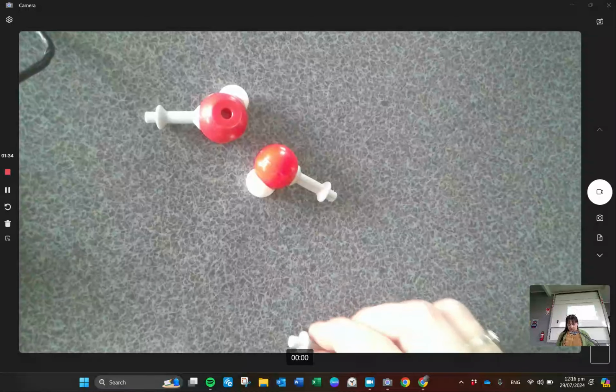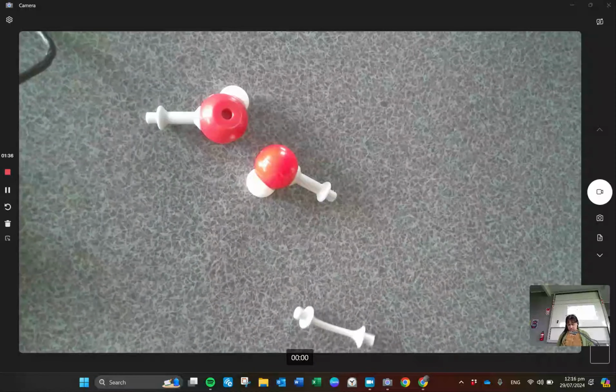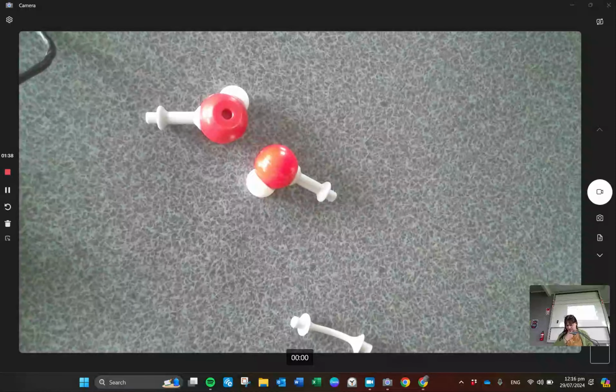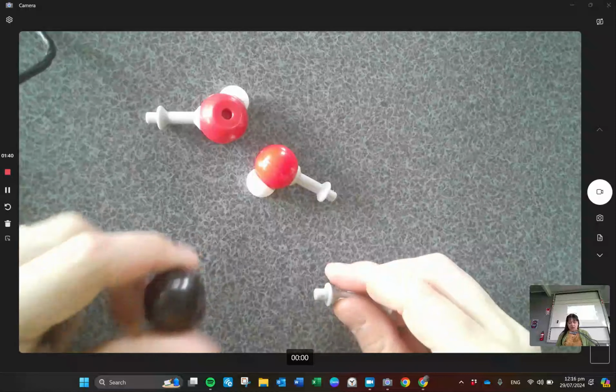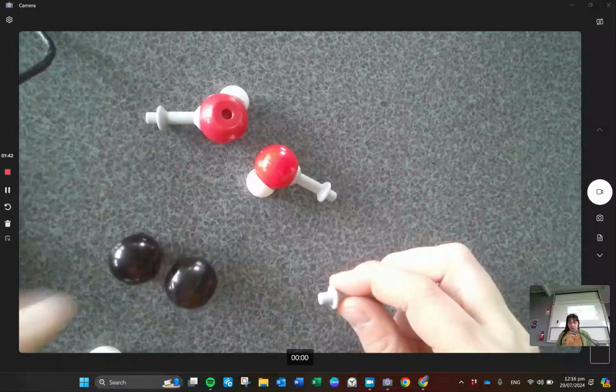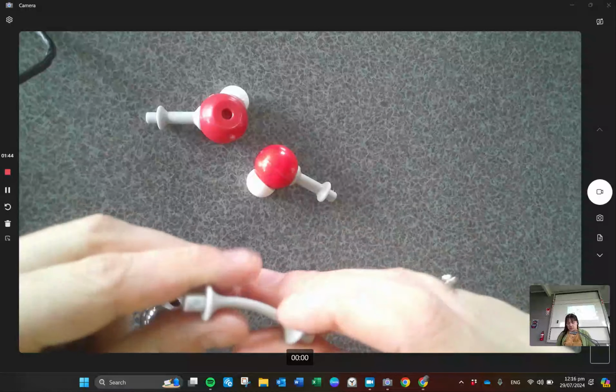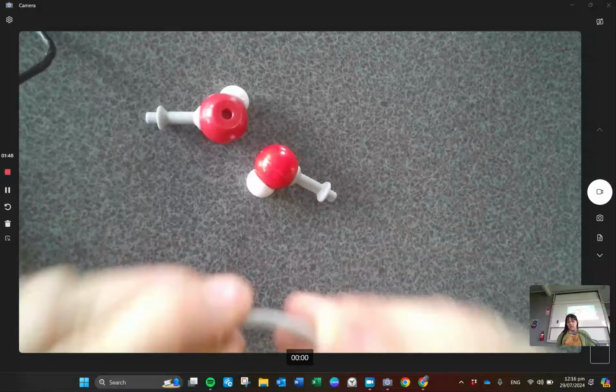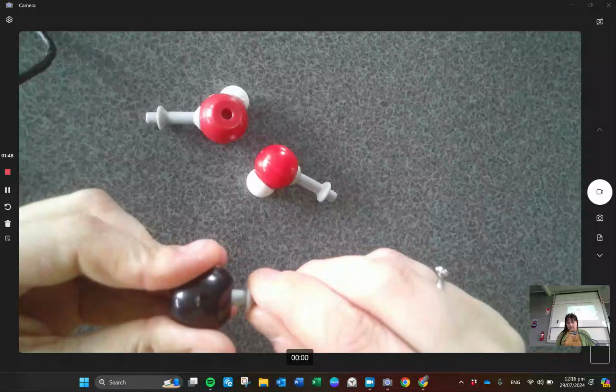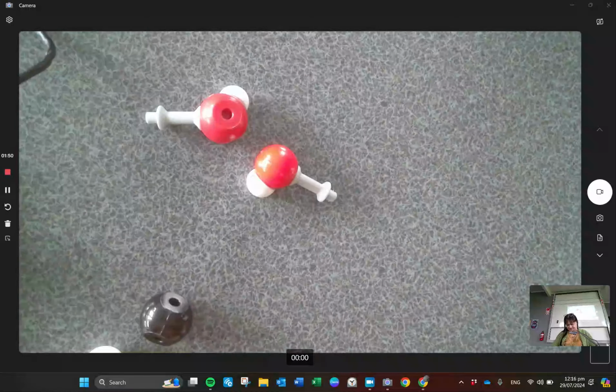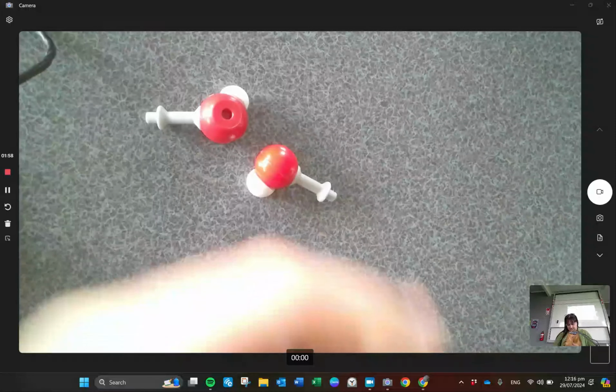The next thing, I have too many hydrogens, I think I might have given you guys 1 extra hydrogen that you didn't need. All right, that's okay. Then we have our 2 carbon atoms, and I want you guys to take the longer bendy one and put it together like that. So stick one of the longer bendy ones in there. Oh, wow, you're really not going in there. There we go.